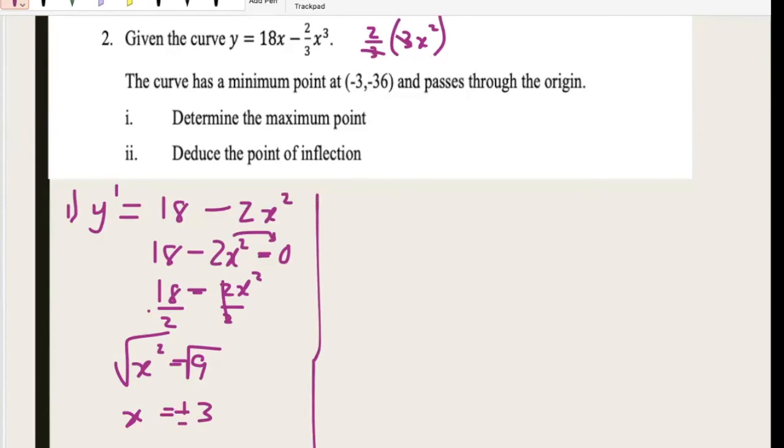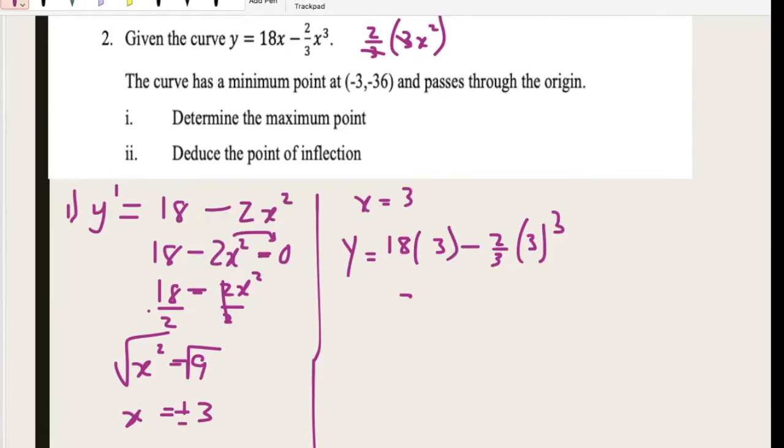They already found when it's negative 3. So going ahead to find when it is positive 3, substituting into the original to find y. So we're going to have 18 times 3 minus 2 over 3 times 3 cubed.